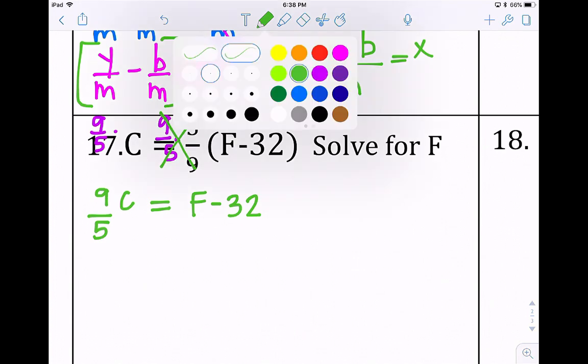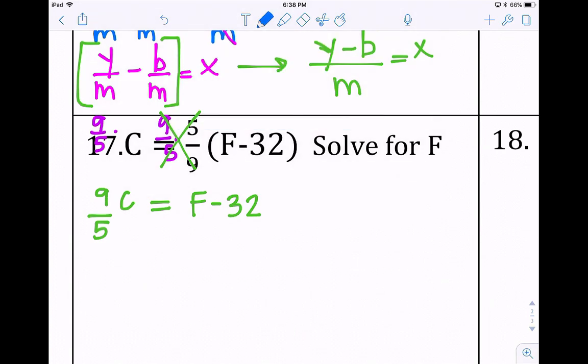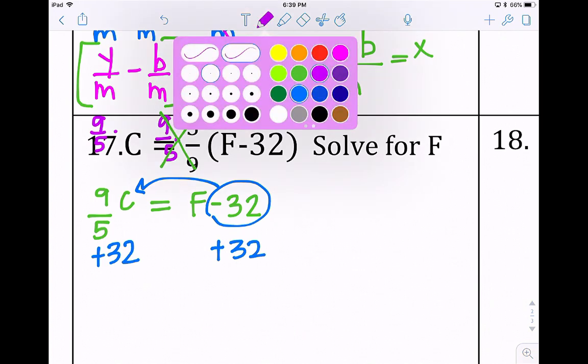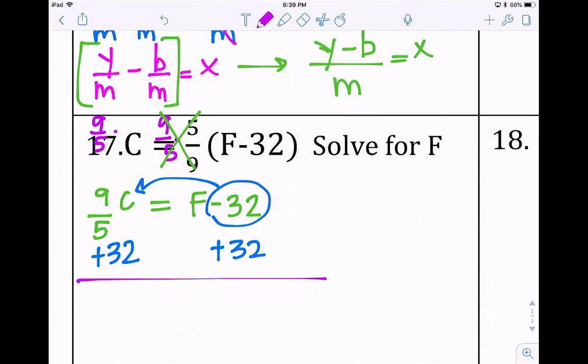So the last piece is going to be to get this negative 32 to the other side. We can do that. So we want to do the opposite, which would be to add 32. So add 32. Right. So when we add 32, now we just simplify.